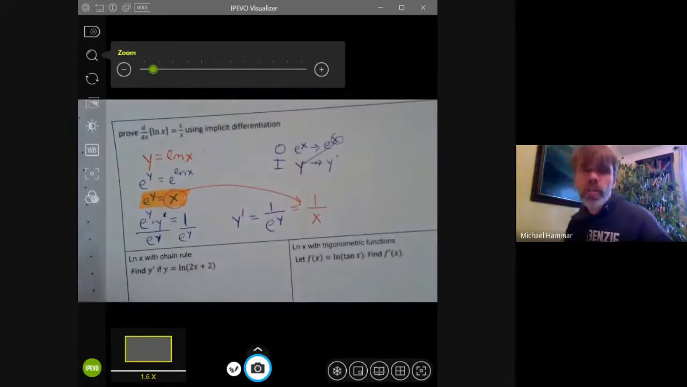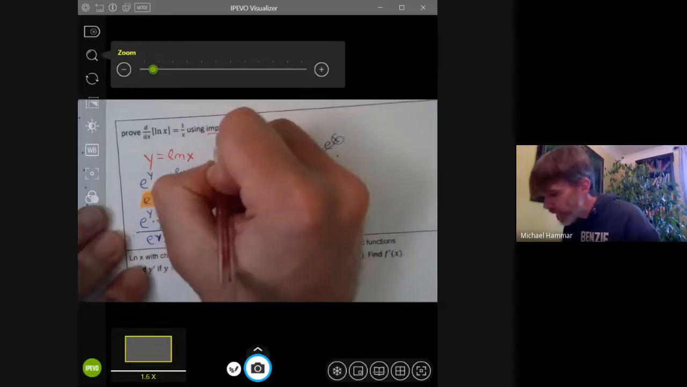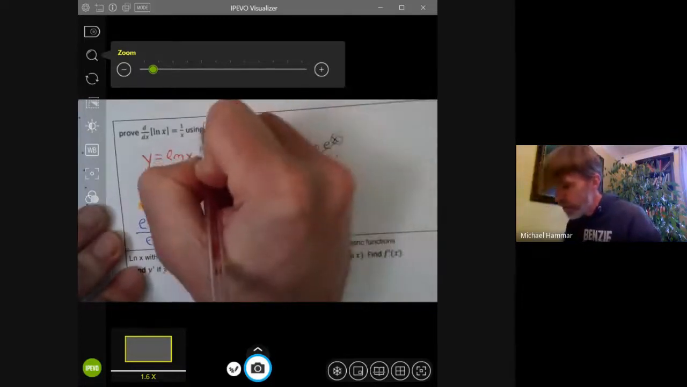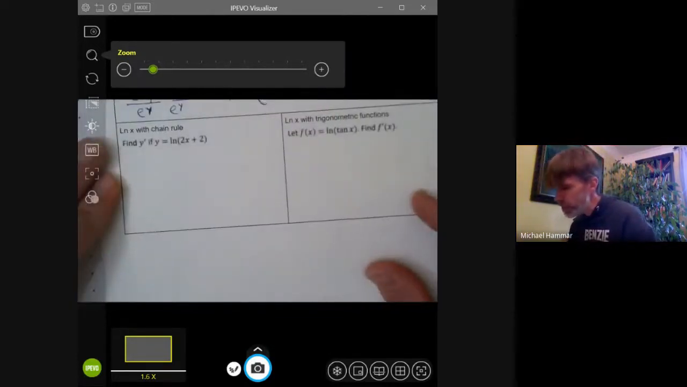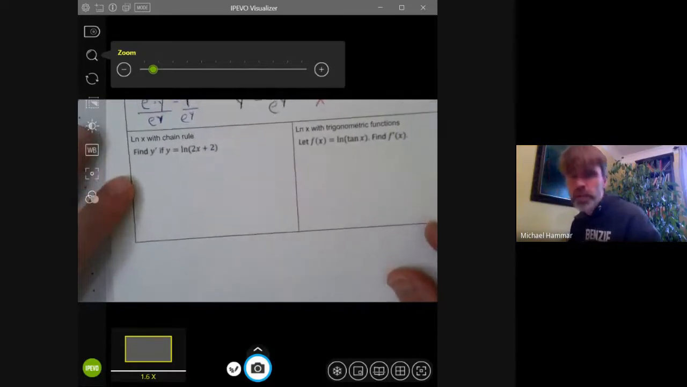So this is just a quick little proof of the natural log of x function and where its derivative comes from. I just wanted to use it to show you how to, again, review implicit differentiation. It's always the same sort of thing with implicit. Take the derivative with respect to x, get all the y primes on one side, factor out a y prime, and then solve for y prime.